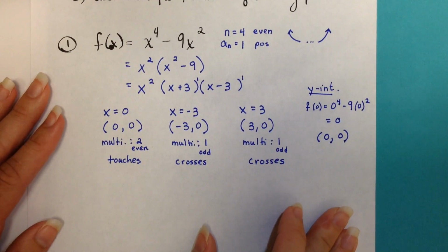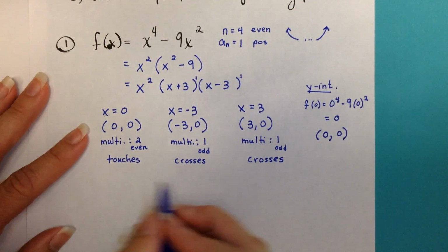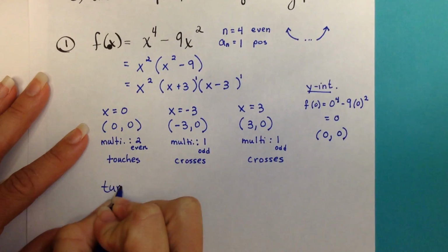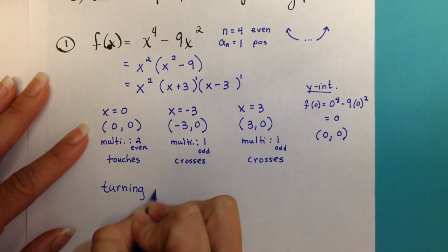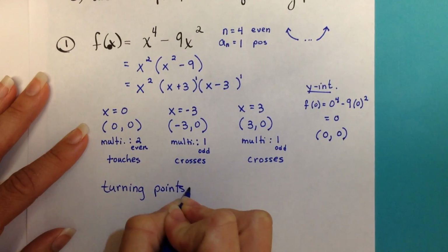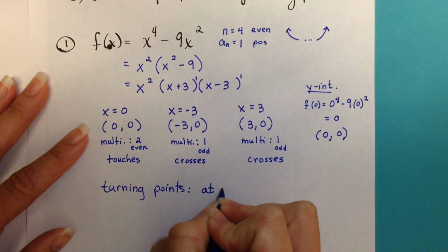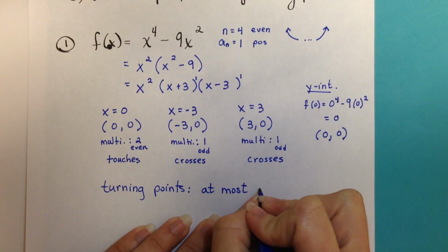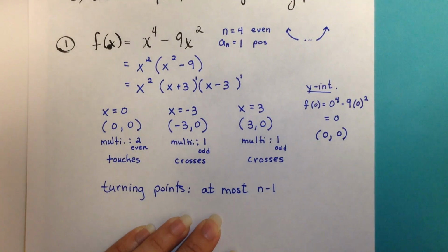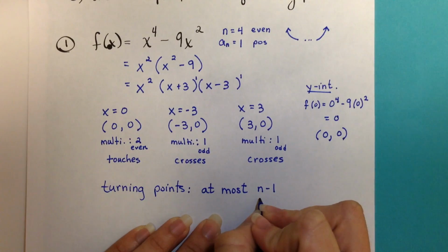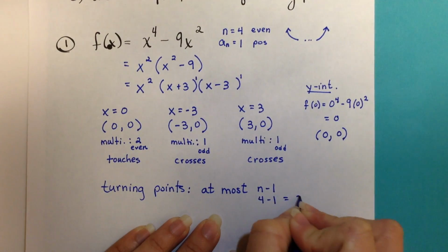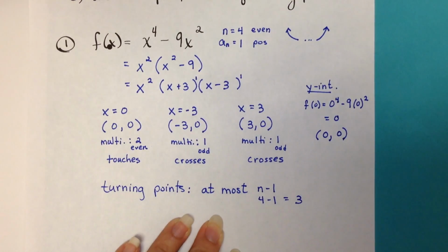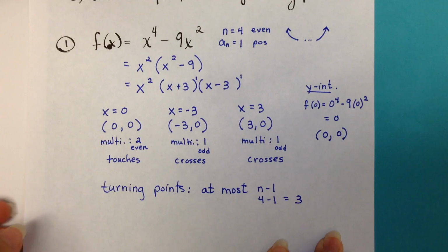Let's go ahead and just state maximum number of turning points. So like in this case, make sure you state at most, because it's not going to be exactly. Now, at most, n minus 1 was like the formula. In this case, n was 4. So we'll have 4 minus 1, which is 3. So you'll have at most 3 turning points when you graph this. Okay, now let's look at graphing it.